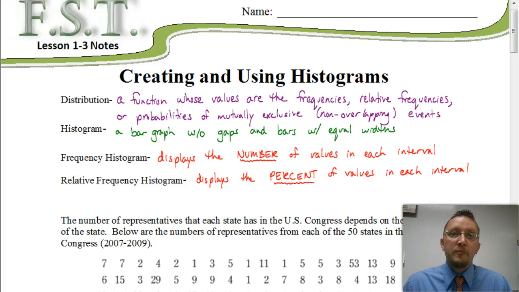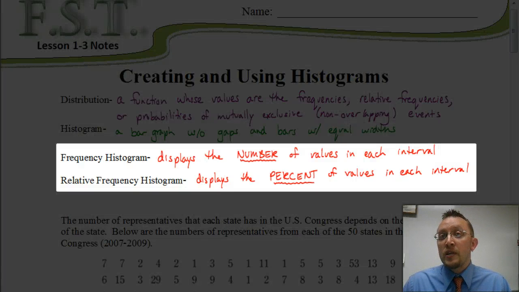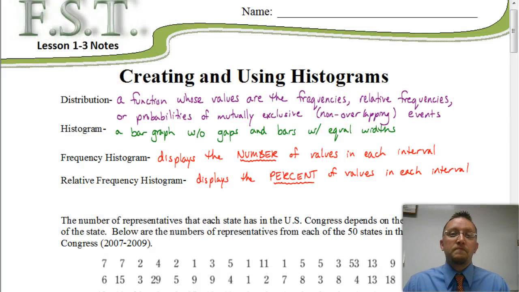And we have two different types of histograms. One's a frequency histogram. That's going to display the number of values that are within each interval. We could also have what's called a relative frequency histogram, and in that case, we're going to be displaying the percent of values in each interval. It's important that you understand the difference, because if in your assignment they ask you to graph a frequency histogram, we're going to be graphing the number of values in each of the intervals, whereas the relative frequency histogram is going to be dealing with the percent of values in each interval. And we'll look at how to create these in this lesson.